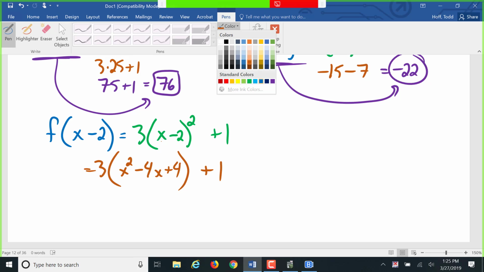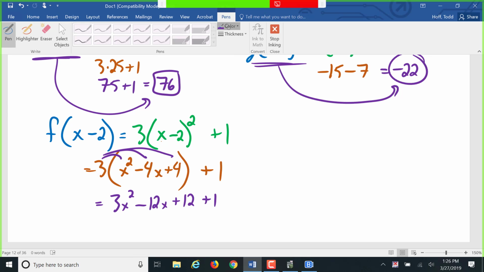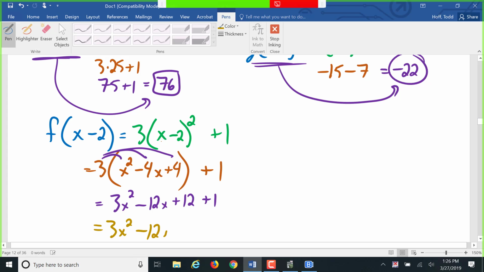We will distribute the 3, giving us 3x squared minus 12x plus 12, and still plus 1. And finally, we'll combine the like terms. That's 3x squared minus 12x plus 13. That is f of x minus 2.